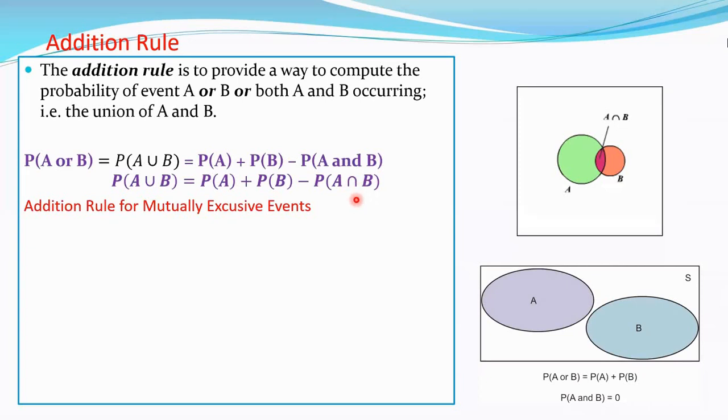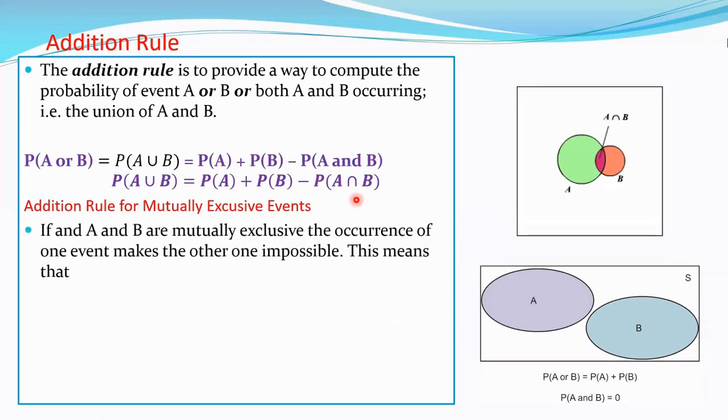Right? So if A and B are mutually exclusive, then the occurrence of one event makes the other event impossible. That means the 2 events do not occur together. This means that A intersection B is an empty set. So the probability of A intersection B is equal to 0.